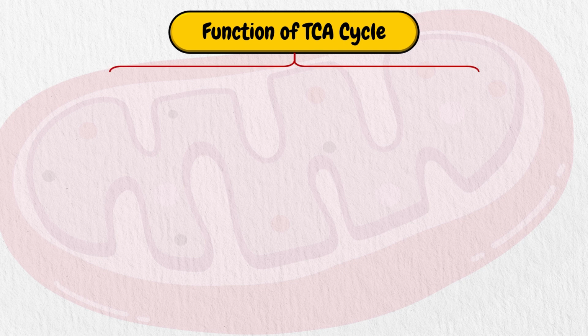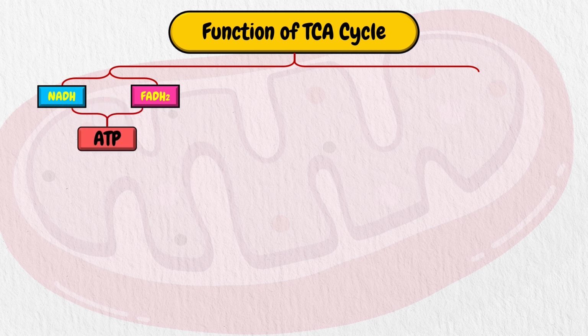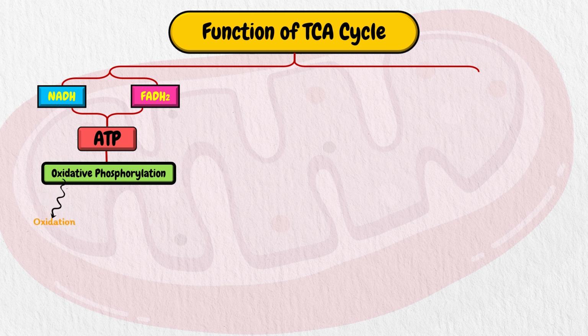The TCA cycle produces NADH and FADH2. Both are hydrogen carriers that lead to formation of ATP, as a result of which oxidative phosphorylation is carried out. Oxidative phosphorylation. What does it mean? Let us break down these words first. Oxidative means produced by oxidation. And what is oxidation? It is either gain of oxygen, loss of electron, or loss of hydrogen.